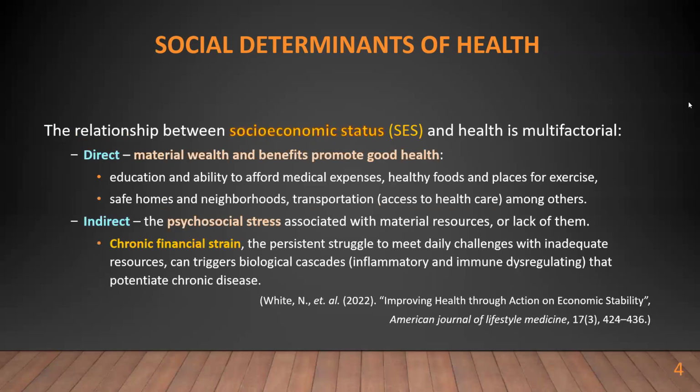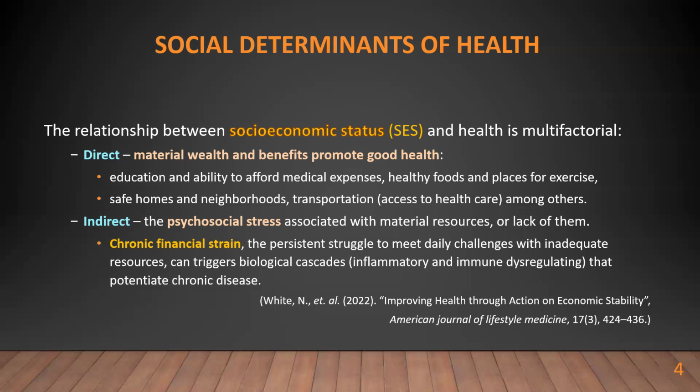Now, the relationship between socioeconomic status and health is multifactorial. There would be a direct relationship where you would have material wealth and benefits that would provide good health. And that, of course, includes education and the ability to afford medical expenses or afford healthy foods and places for exercise. Also, safe homes and neighborhoods, transportation, which also means not just transportation around, but access to healthcare and the other luxuries of modern, comfortable living.